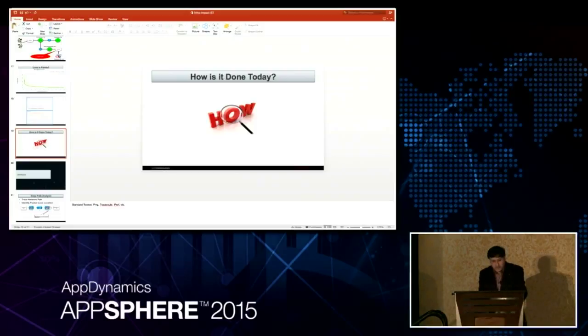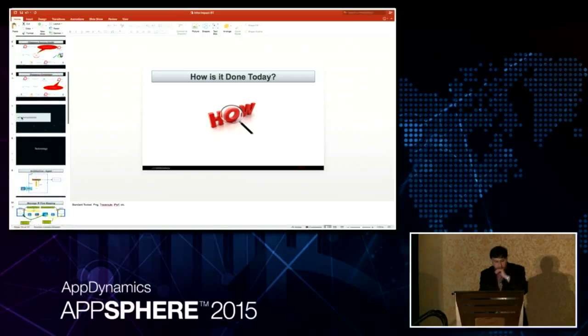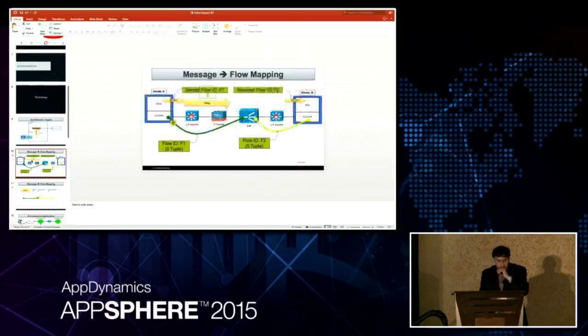Yeah, so that goes back to the technology slide here, where SolarWinds is really good about.